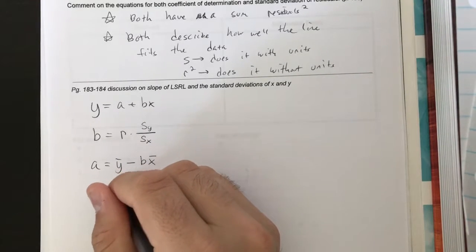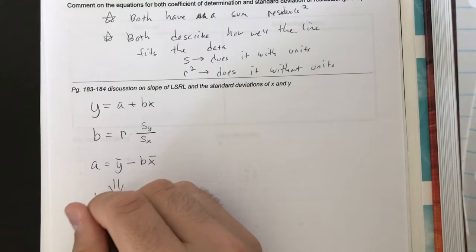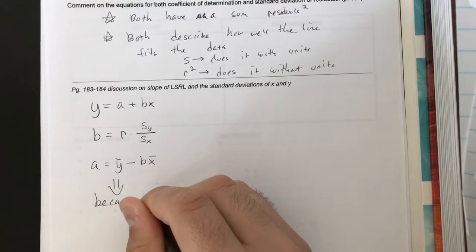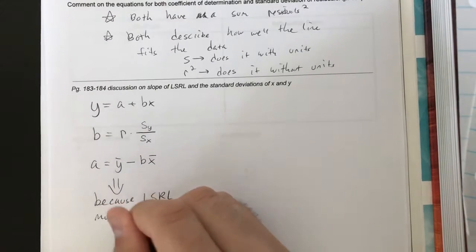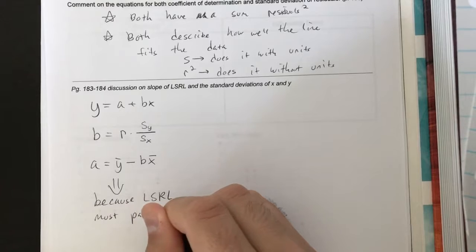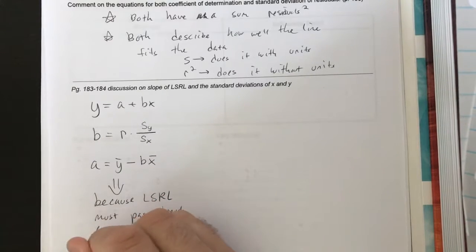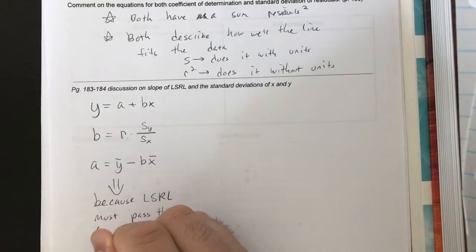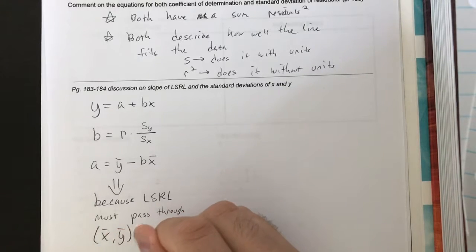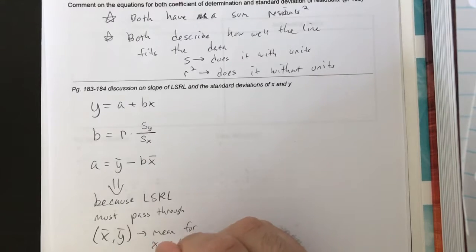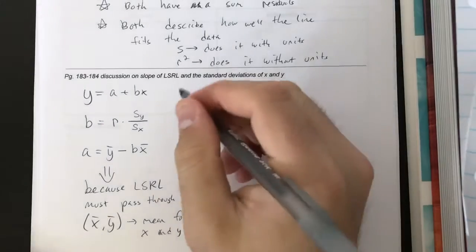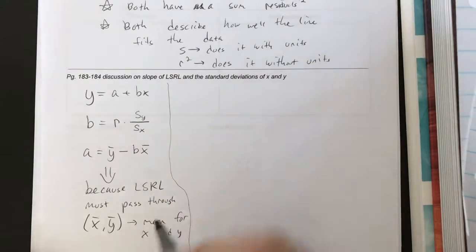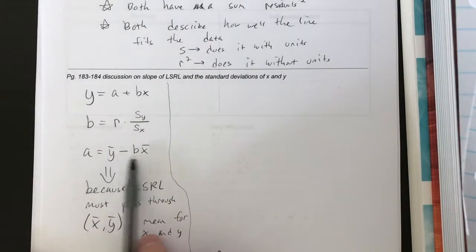And this is because, something I haven't talked about yet, the least squares regression line must pass through this point, x bar, y bar. So that's the mean for the list for x and the list for y. Every single least squares regression line must pass through that point. It's a fact of the math. And because of that, we're allowed to find a using this.